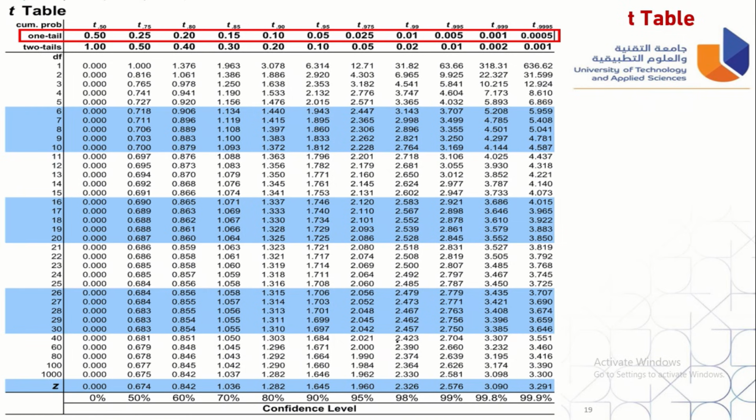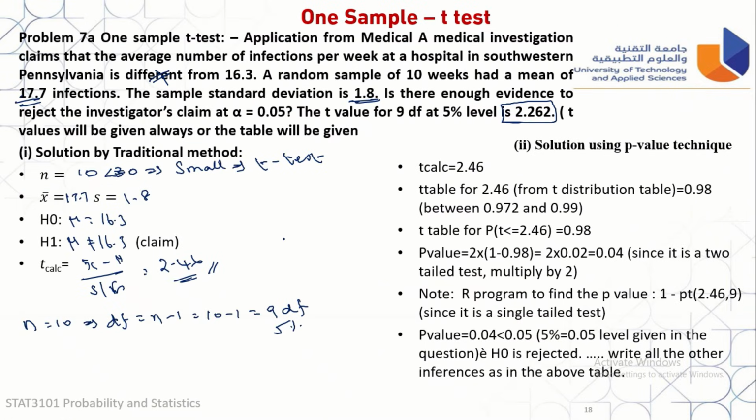In df 9, it is a two-tail test at 5%. What is my value? 2.262. So my t table value is 2.262, and the calculated t value, 2.46, is greater. If it is greater, then you know the result: H0 is rejected.